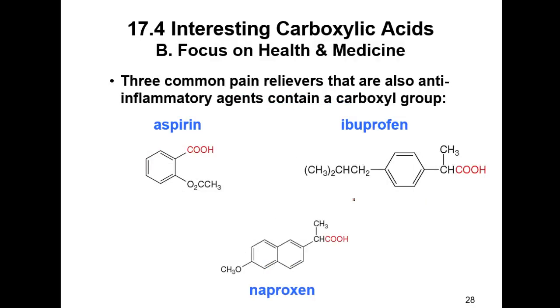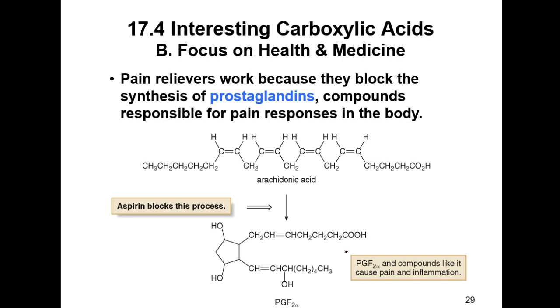And then here are some common acids that are used as anti-inflammatories and analgesics in everyday life: aspirin and ibuprofen. You can see the carboxylic acid groups, and naproxen. Arachidonic acid is an acid that our body makes, which is a precursor to prostaglandins, which is inside of our body, and is kind of responsible for a pain response.